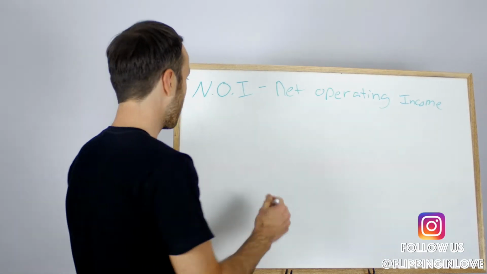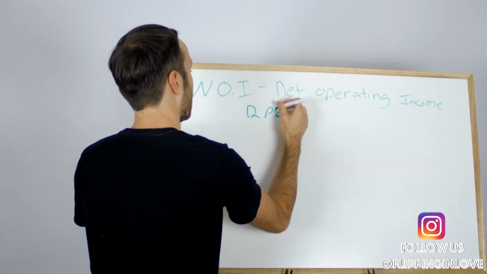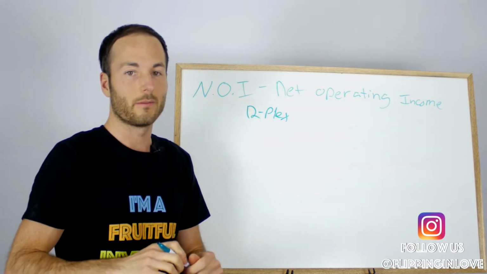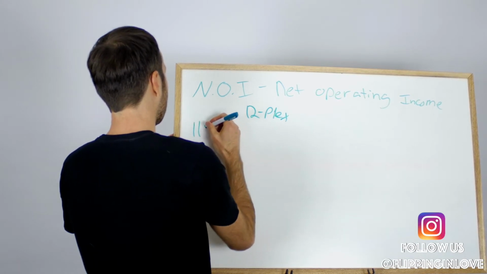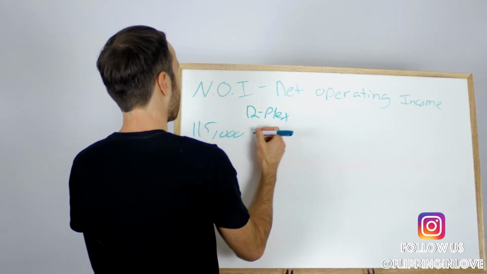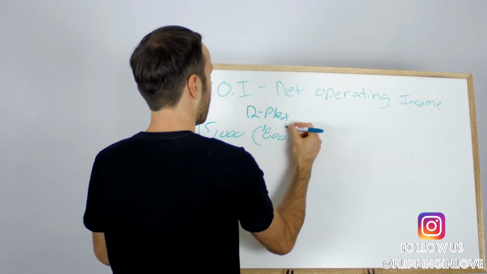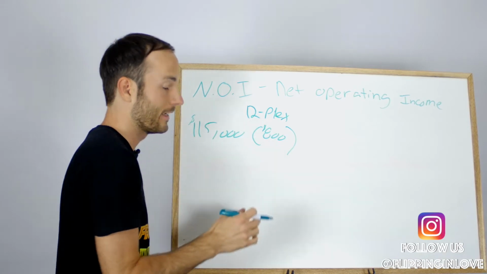Let's say we have a 12-plex, so right here. We're doing this example on a 12-plex building, an apartment building with 12 units. Now we say that the gross rents on this property is $115,000. That pretty much comes out to $800 a month per unit in this apartment building. So $115,000 a year, okay?